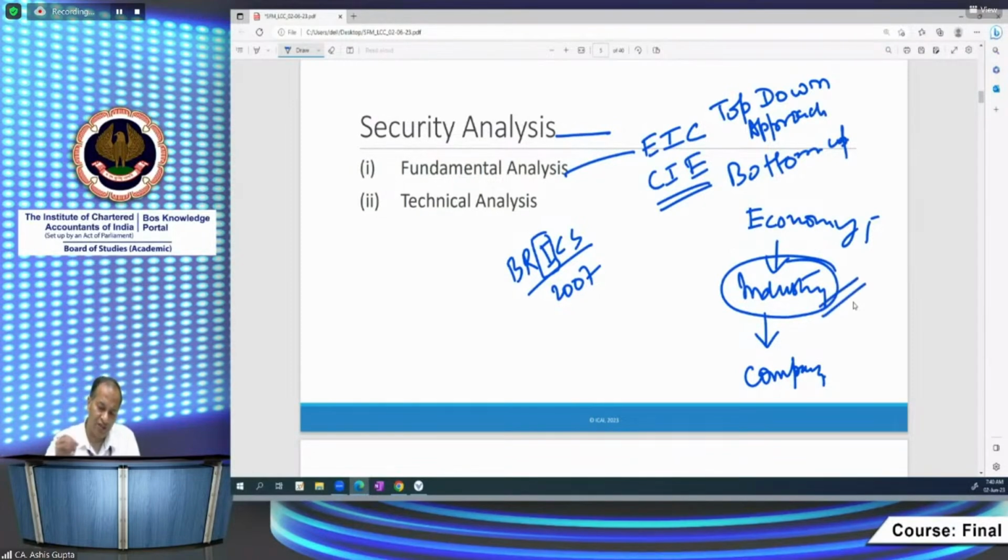Suppose they choose an industry like the IT industry. Now in the IT industry there are different companies: Infy, that was earlier Infosys, TCS, and Wipro. Here they will say, okay, we shall go for TCS. So this is where they carry out the company analysis.